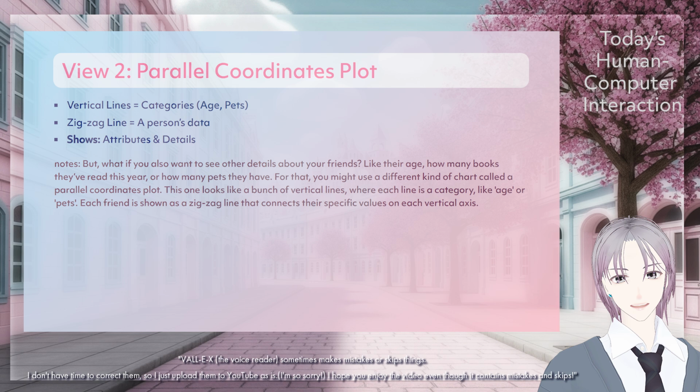But if you also want to see other details about your friends, like their age, how many books they've read this year, or how many pets they have, for that, you might use a different kind of chart, called a parallel coordinates plot. This one looks like a bunch of vertical lines, where each line is a category, like age or number of pets. Each friend is shown as a zigzag line that connects their specific values on each vertical axis.